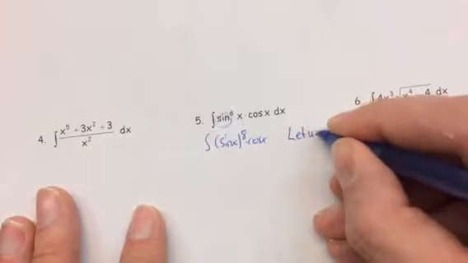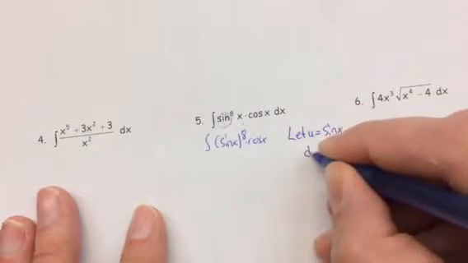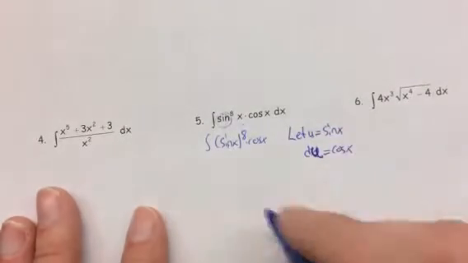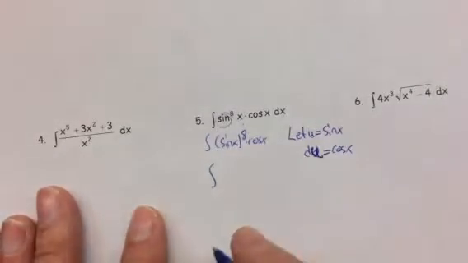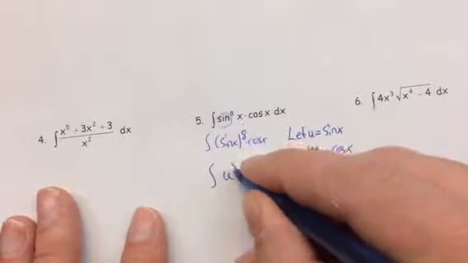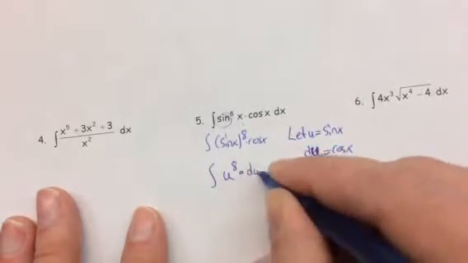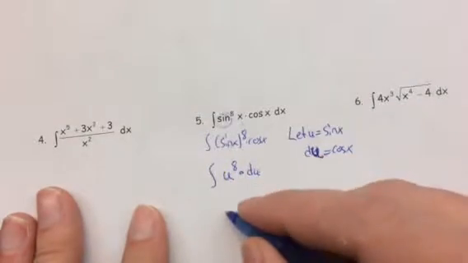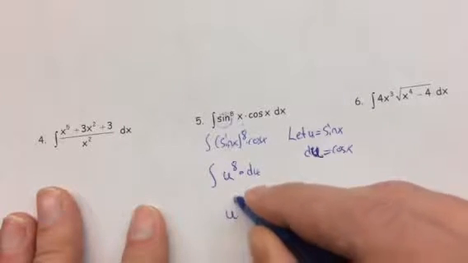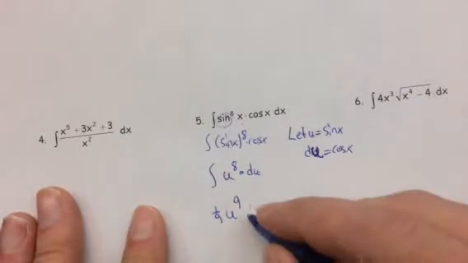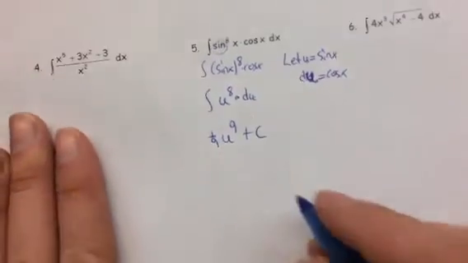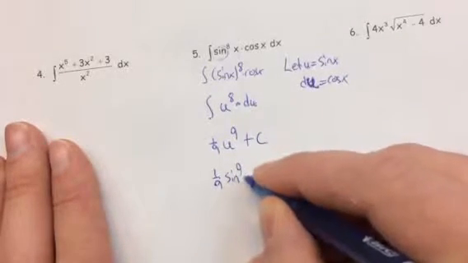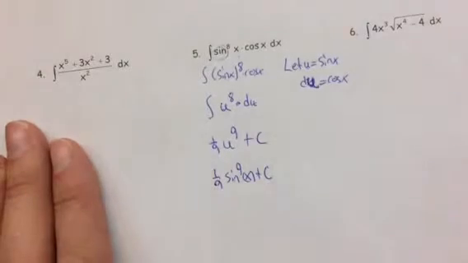I'm going to say let u equal sine of x, then du, the derivative of this function, is cosine of x. And so what we have here is the integral of u to the 8th power times the derivative of that inside function. And this integral we can do using power rule. This is going to be u to the 9th divided by 9 plus c. And then we're going to substitute back at the end. This is 1/9 sine to the 9th of x plus c.